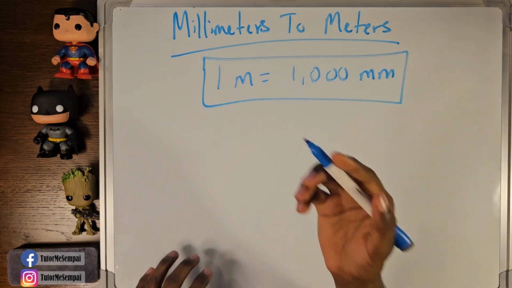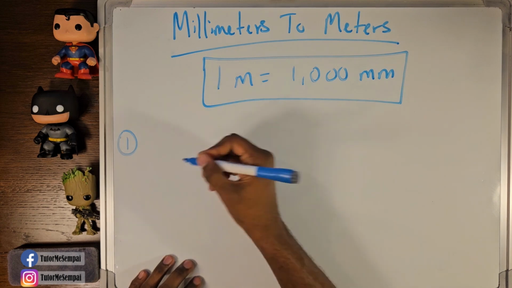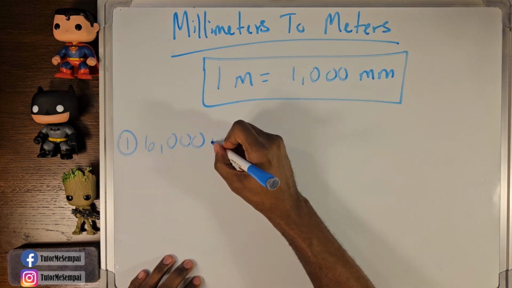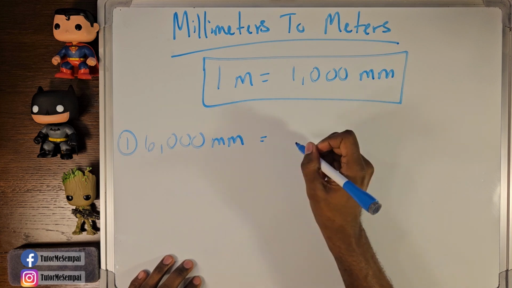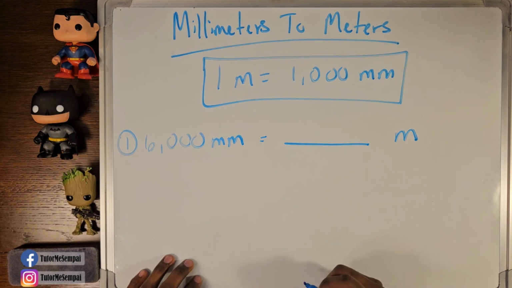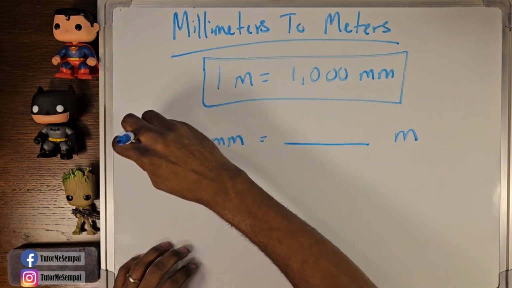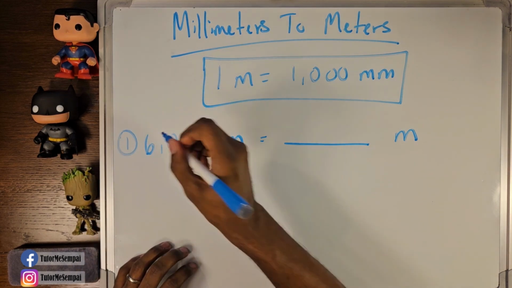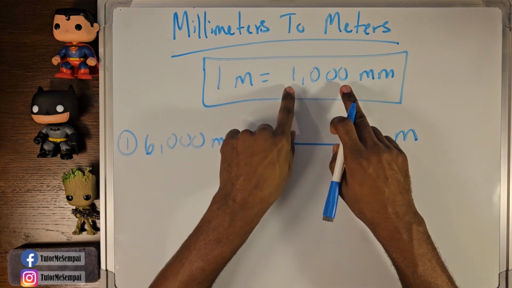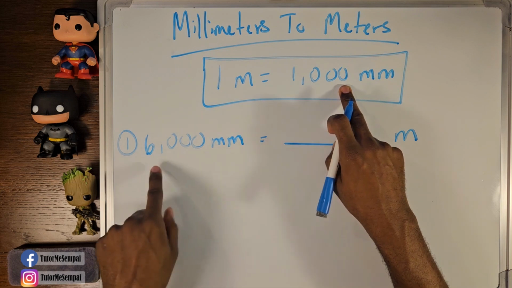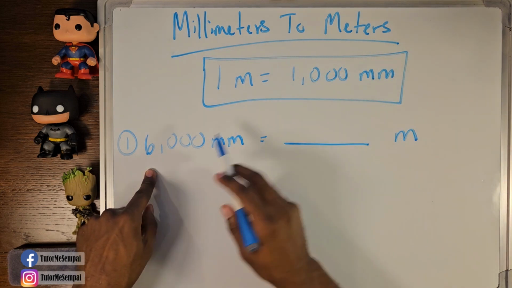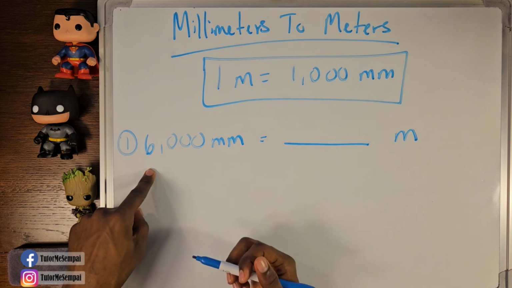So let's start with this example. Let's say we have 6,000 millimeters. And we want to know how many meters do we have? We have 6,000 millimeters, and we want to know how many meters does that give us? Well, we know that each meter is going to be 1,000 millimeters, and we have 6,000 millimeters. So we want to know how many groups of 1,000 do we make out of this 6,000?